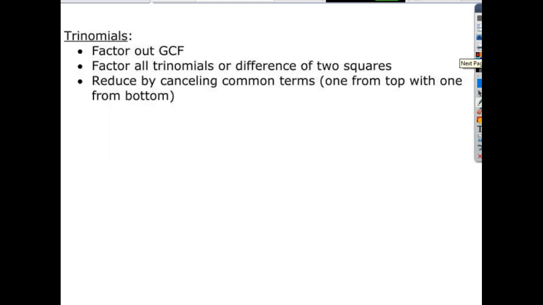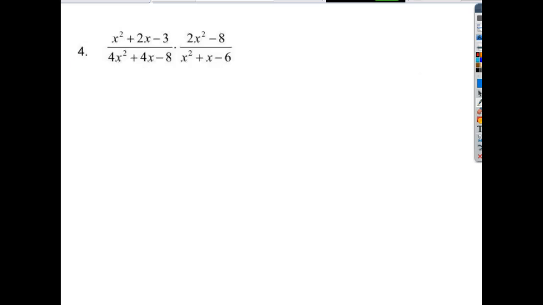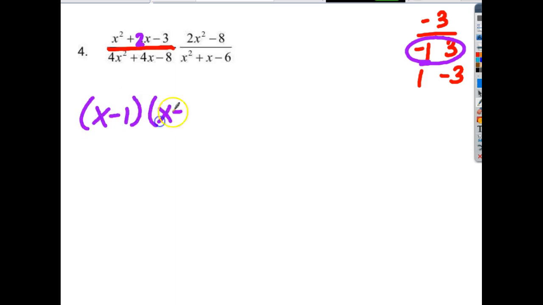And then we have some trinomials. But what do we still do first? Factor and show that first. The numerator right there doesn't have a GCF, so you multiply the first number times the last number, and you write down the factors of negative 3. Which pair is going to add up to give you a 2? X minus 1, x plus 3.